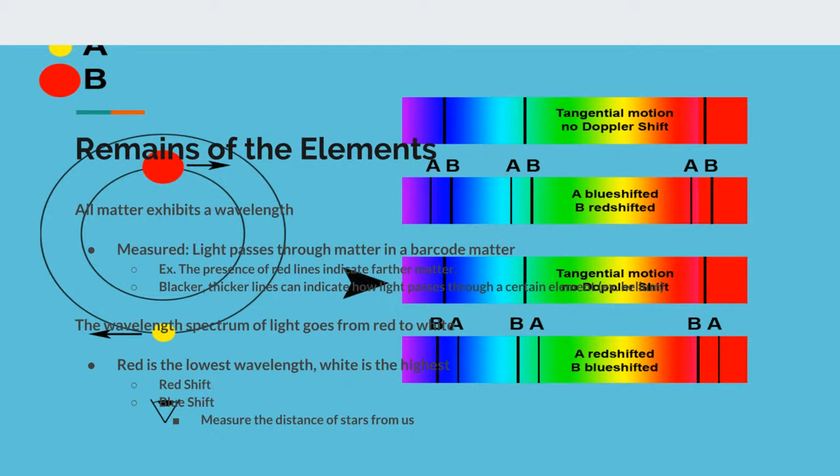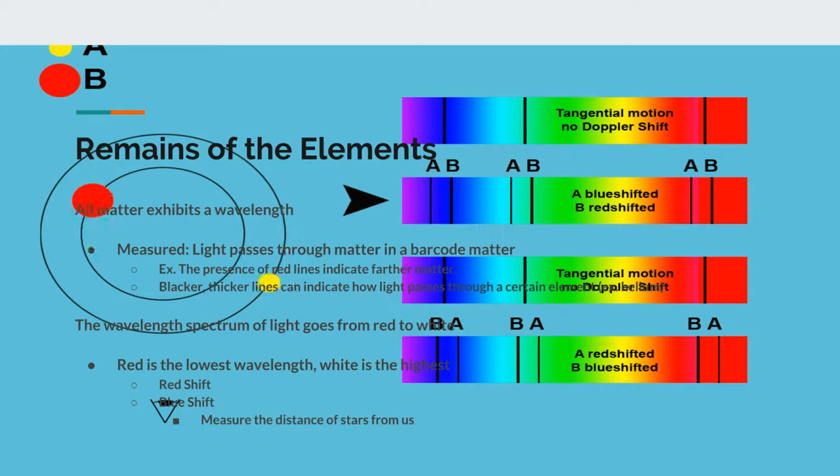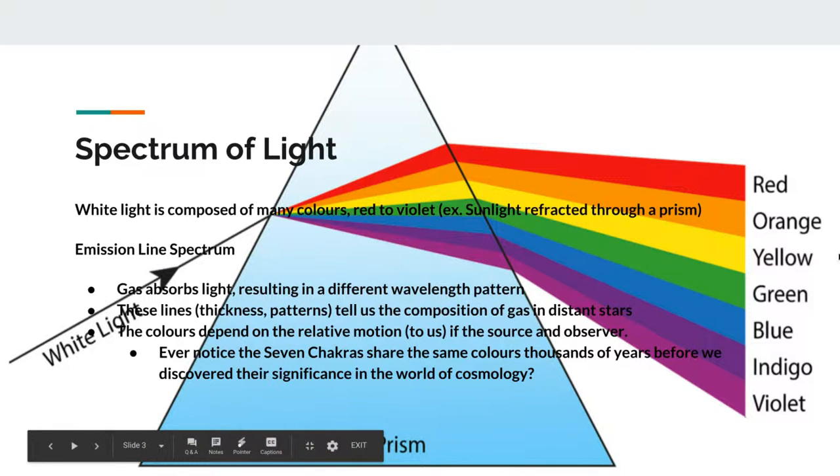Red is the lowest wavelength, and these will indicate the distance of stars from us, somewhere on the spectrum. The closer it is to blue, the closer it is to us, relatively speaking, and the closer it is to red, the farther it is from us. The spectrum of light comes from white light, which is composed of many colors, from red to violet. So think of sunlight being refracted through a prism, as this background image shows.